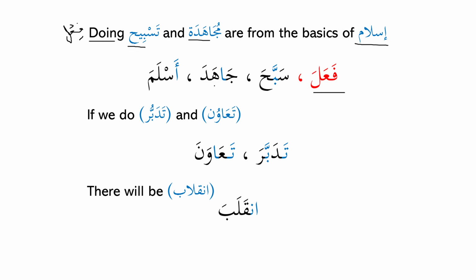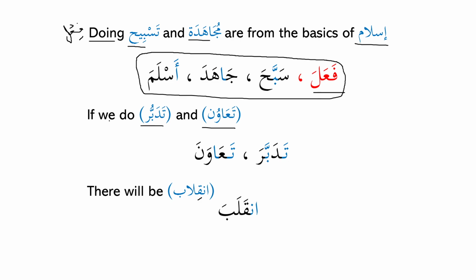Fa'ala, sabbaha, jahada, aslama. If we do tadabbur and ta'awan, and you know that again, we mentioned masdar first, tadabbara, ta'awana, there will be inqilab, change. It will be inqalaba. Can you repeat it with me one time? Doing tasbih and mujahada are from the basics of Islam. Are parts of Islam. Fa'ala, tadabbara, sabbaha, jahada, ta'awana, aslama. So we have to also go through the past forms as well.